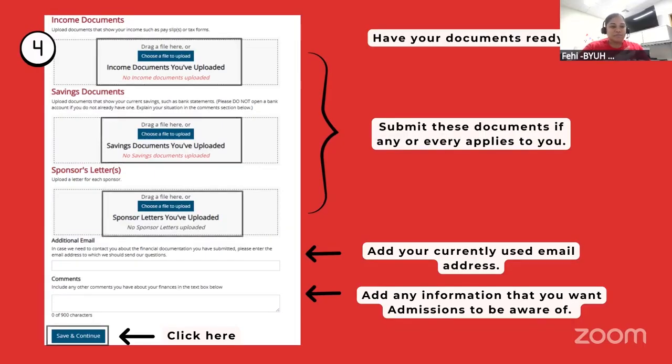And you'll read through all of these, and any of these documents that will apply to you. And then the additional email, this email will be used by IWORK to reach out to you about your financial documents. And please list in the comment section, it is very important that you list any circumstances or anything that you'd like IWORK to know about your financial situation.